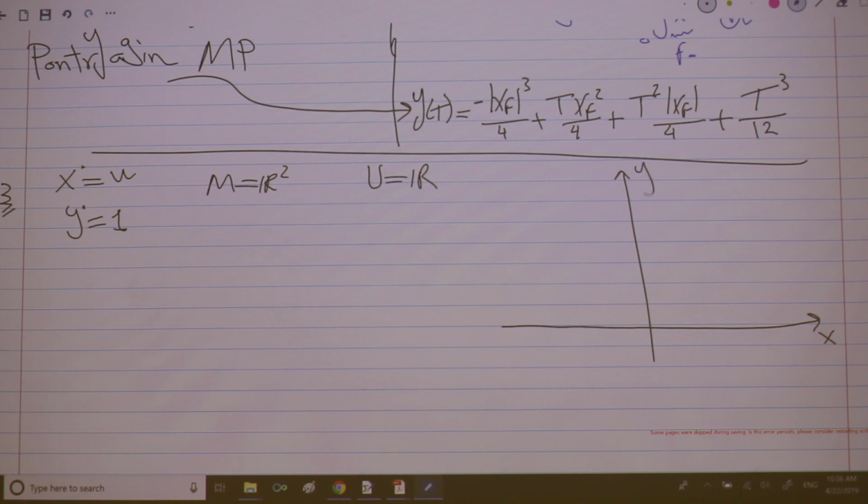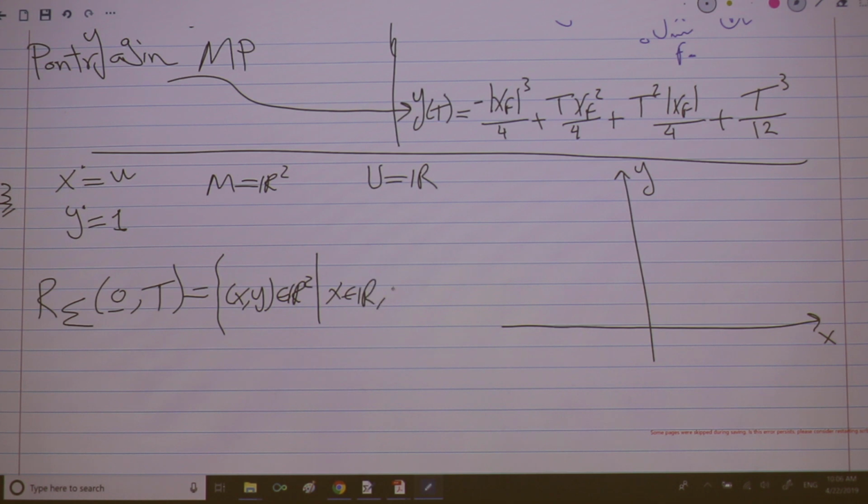X and y. What's the reachable set from the origin in exactly time t? What's that? What about x? R. Very good. So x is free. What about y? T. Yeah, for y there is no freedom at all. Y is just t, so that's it, right? So it's just a slice. This slice, okay?